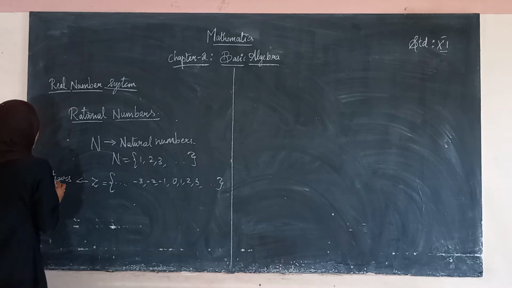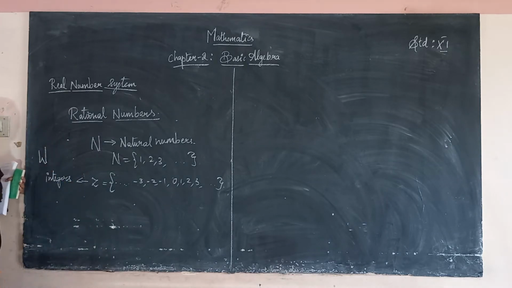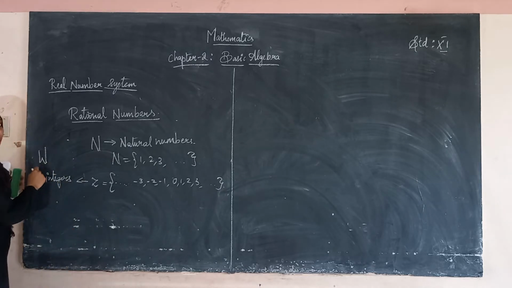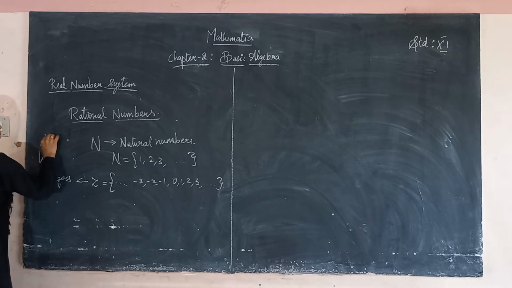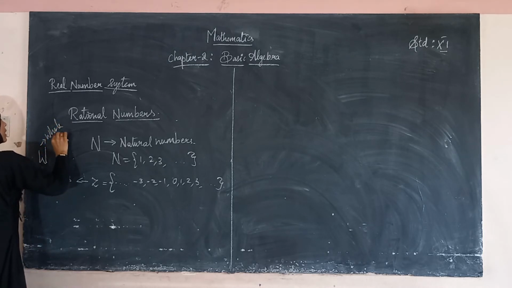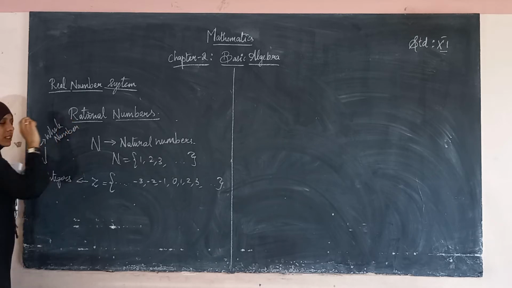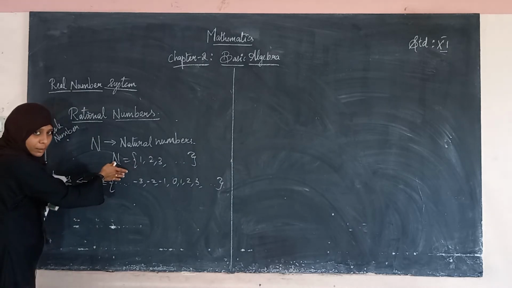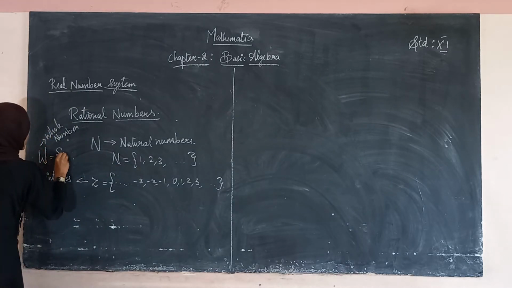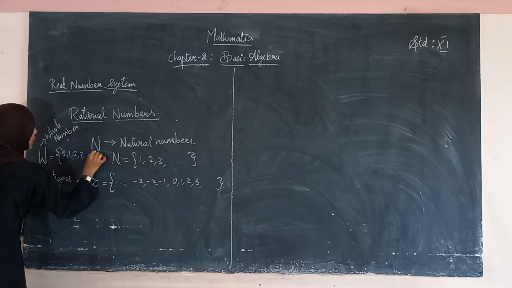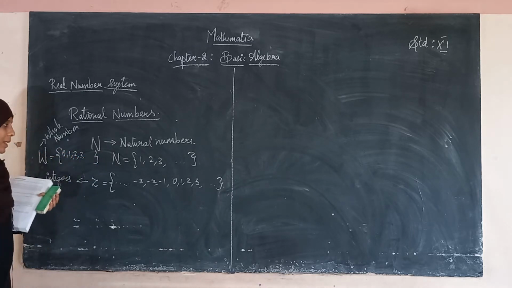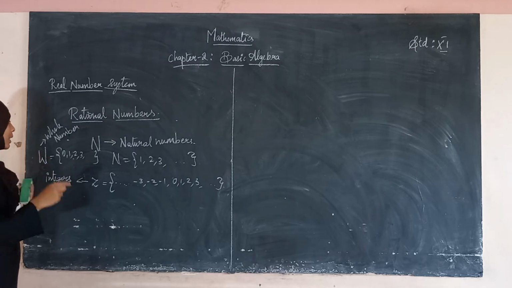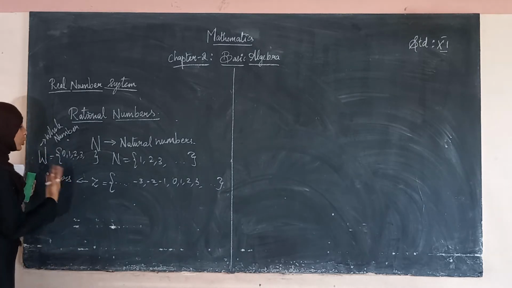We already know whole numbers, right? W is represented as whole numbers. What is the difference between whole numbers and natural numbers? Only one difference, the number 0. When the number 0 is added to the natural numbers, we can say it is the whole numbers, that is 0, 1, 2, 3, etc. It goes on like this. So the only difference between the whole numbers and the natural numbers is that 0 is added to the natural numbers to form the whole numbers.